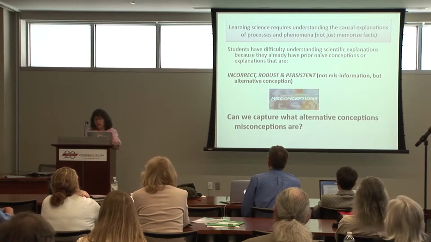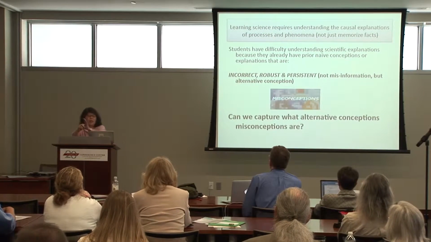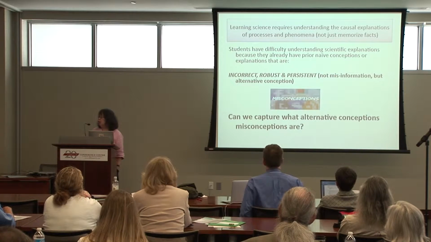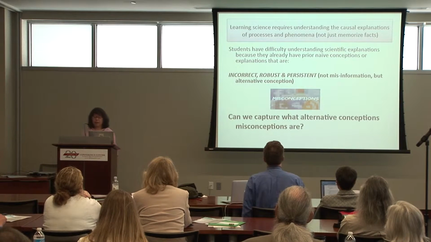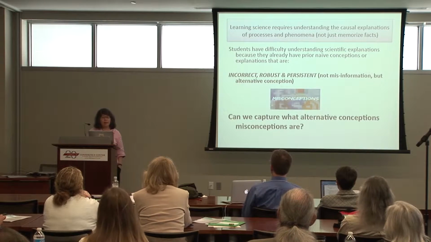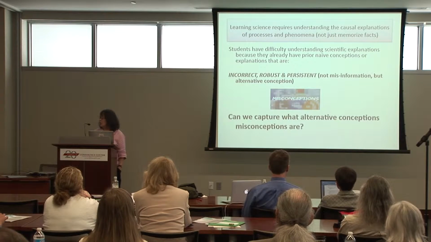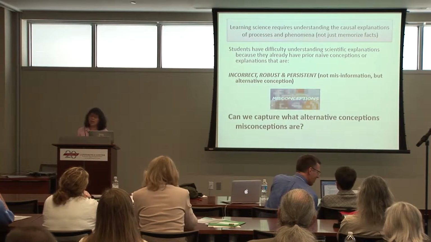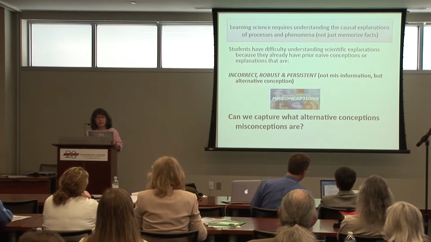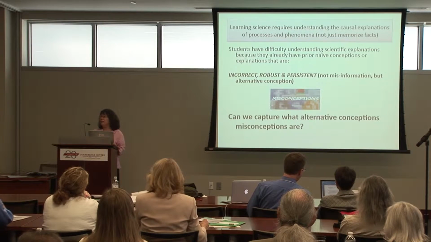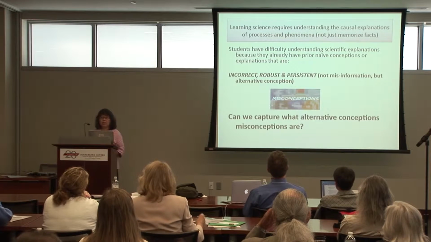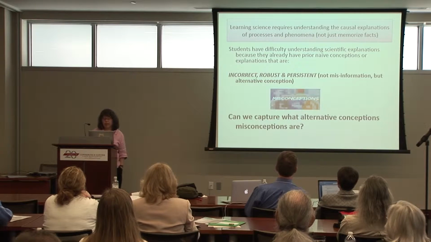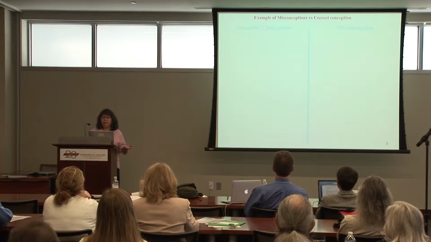So, as you know, learning science requires understanding the causal explanations of processes and phenomena. We're not just asking them to memorize facts. So students have trouble understanding scientific explanations because they already have prior naive conceptions that are incorrect, robust, and persistent. But I want to stress, and I can't go into it now, it's not just misinformation, and it's not lacking information. The fact is that they have an alternative conception. So the point is, how can we capture what alternative conceptions these misconceptions are?